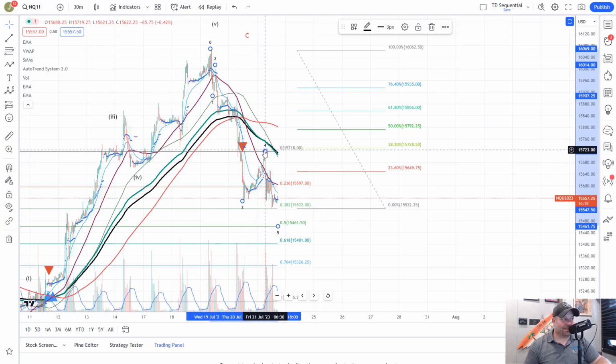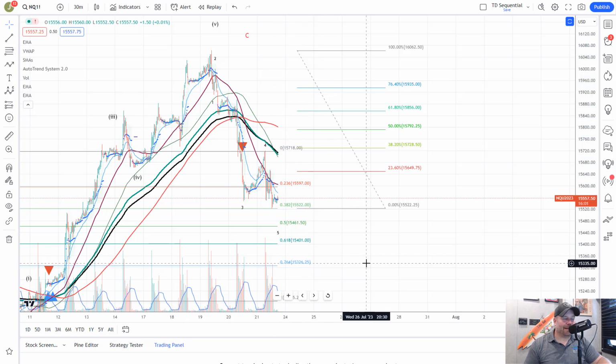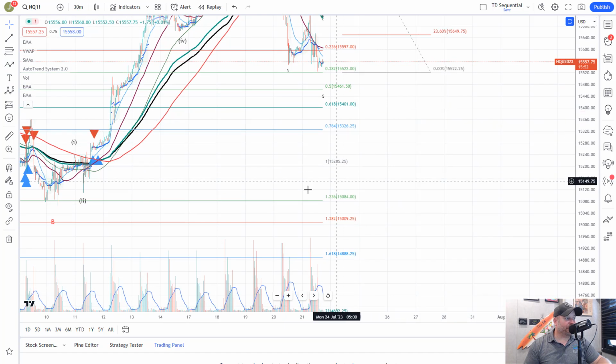So it is possible that this was all of wave 2 and we're starting wave 3 of 3 down. I don't think that's the case, but it's something to keep an eye on overall. Again, past 15,401 is a warning of that happening, and then a breakdown below 15,326 would be a strong indication that they're trying to just go ahead and start wave 3 to the downside, and this was the end of wave 1 over here.